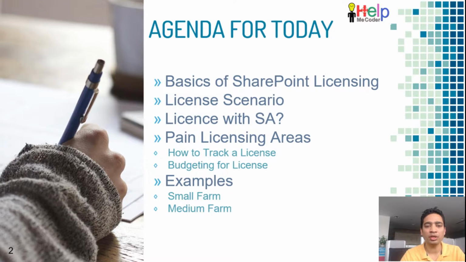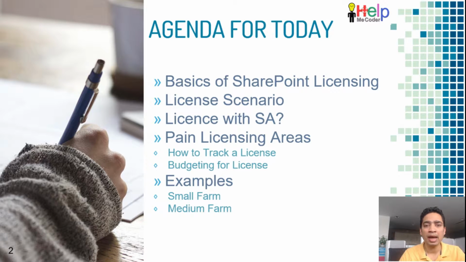Lastly, we will be looking at the overall picture of the licensing model. We will look into some examples of setting up an on-premises small farm or a medium farm. What are the different cost factors that you need to look into? So we will do a run-up with some examples for the small farm and the medium farm.